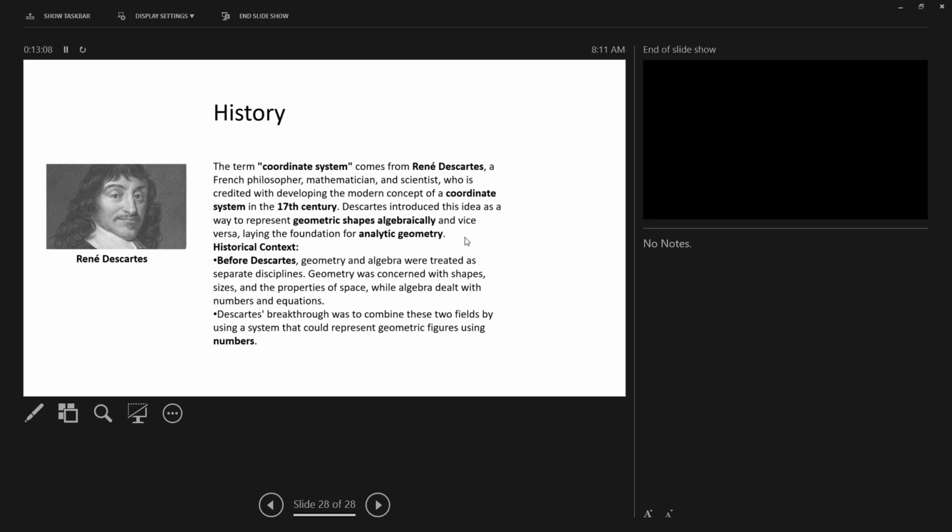So the historical context is the following. Before Descartes, geometry and algebra were treated as separate disciplines. Geometry was concerned with shapes, sizes, and the properties of space, while algebra dealt with numbers and equations. Descartes' breakthrough was to combine these two fields by using systems that could represent geometric figures using numbers. This system is called coordinate system.